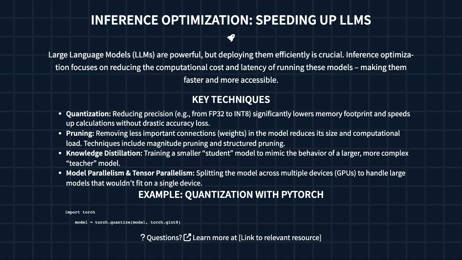Then there's pruning, which is like trimming the fat out of the model by removing connections that aren't really important. Another approach is knowledge distillation, where we train a smaller, simpler model to copy the behavior of a larger one. Finally, for truly gigantic models, we can split them across multiple GPUs using techniques like model parallelism. You'll see a simple example in PyTorch showing how to quantize a model. It's a really common starting point.